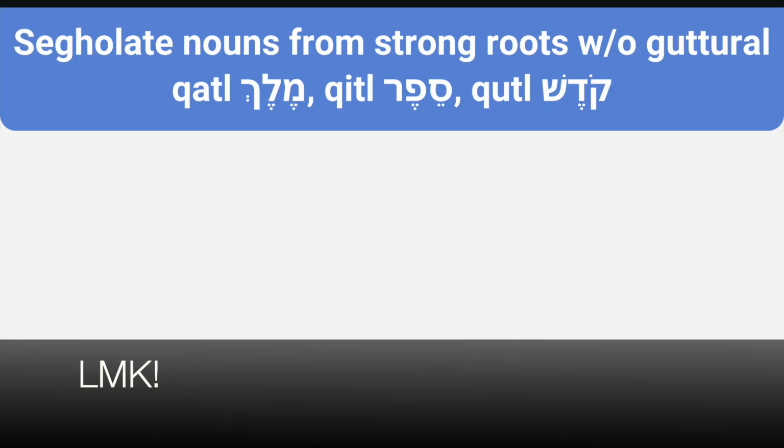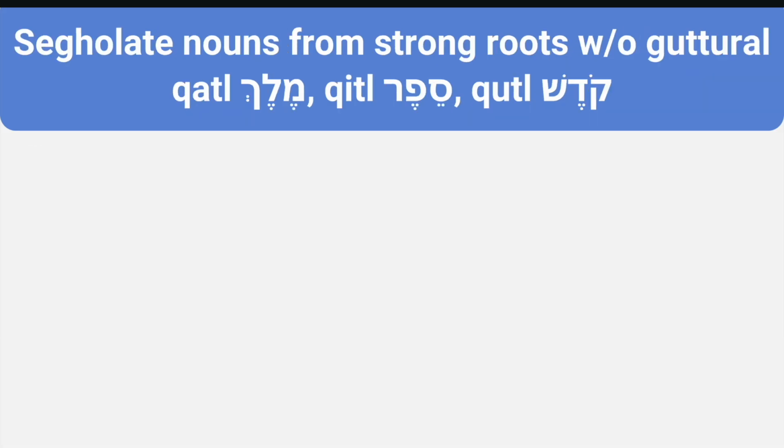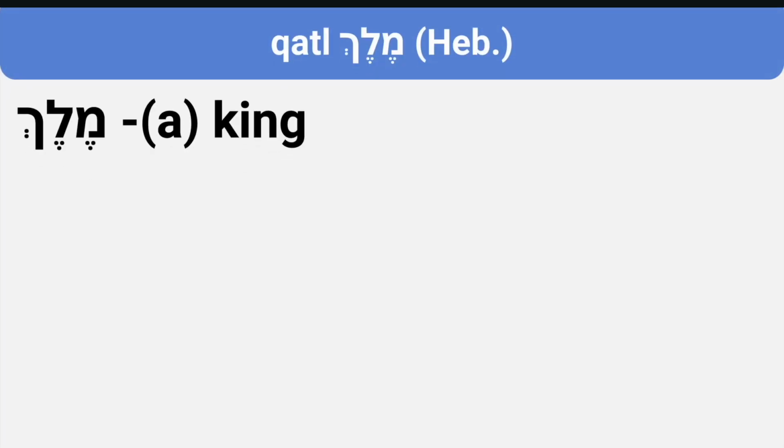So as I said, we're dealing with Segholate nouns from strong roots without a guttural. And there are 3 types: the kotel form, which has a primitive A vowel, or an original A vowel, the kittel type, which has an original I vowel, and the kutel type, which is going to have an original U vowel. And respectively, melech, sefer, and kodesh are paradigmatic examples. So let's look at the first type, the kotel type.